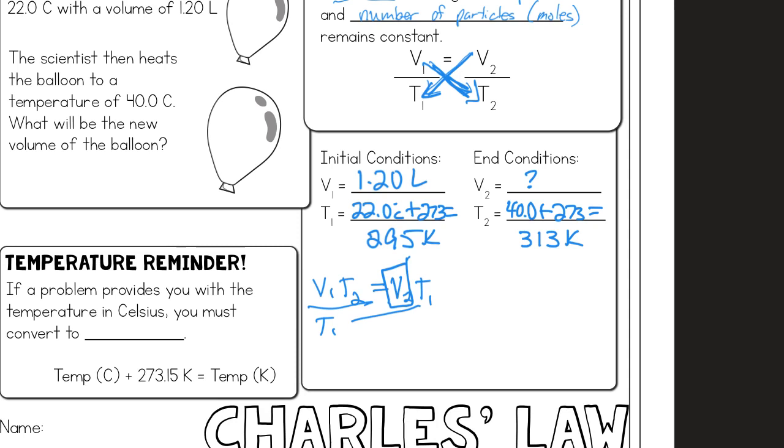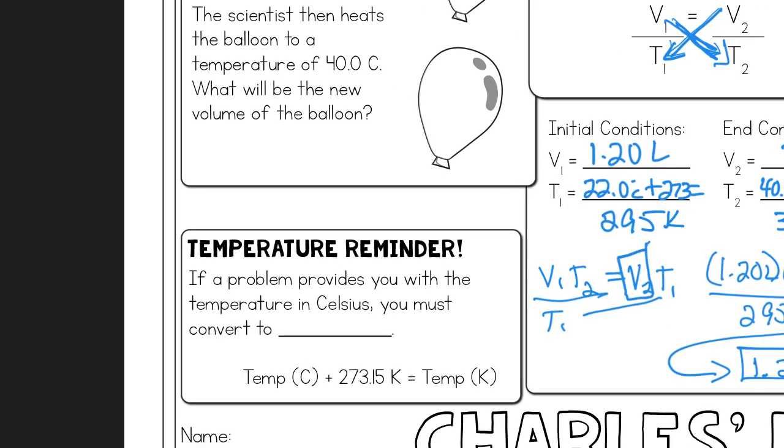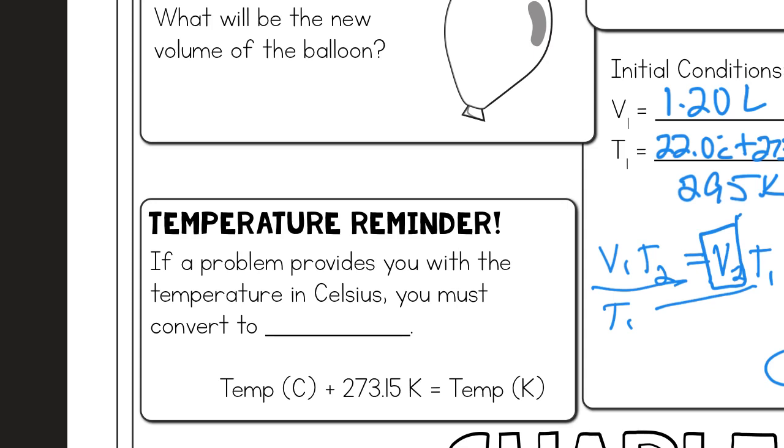Now I'm going to substitute in my numbers. V1 was 1.20 liters. T2 was 313 Kelvin. T1 was 295 Kelvin. So I put that in the calculator, and my answer will be 1.27 liters. That's going to be my final volume. Again, if a problem provides you with temperature in Celsius, you must convert to Kelvin.